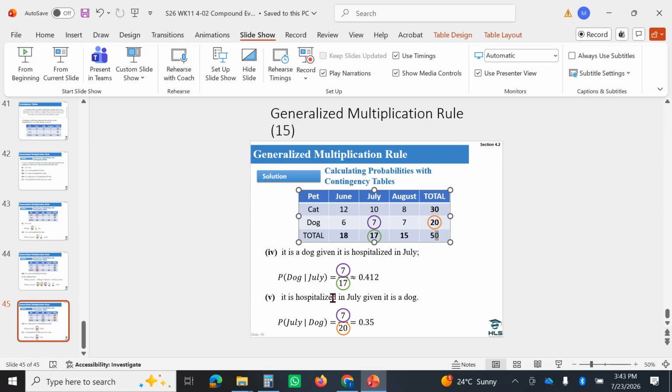Probability there is hospitalized in July given it is a dog. Okay, in this case here, you have 7 because there's 7 dogs in July. That's it. Okay, and divided by the total. So here, 7 divided by 20. Okay, yeah, it takes some getting used to.